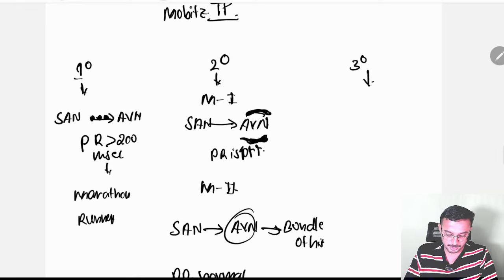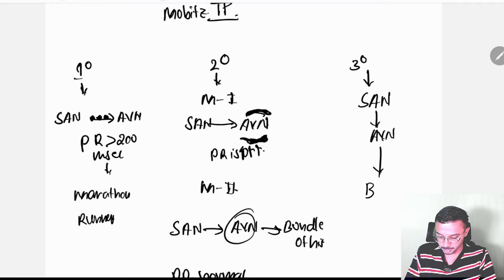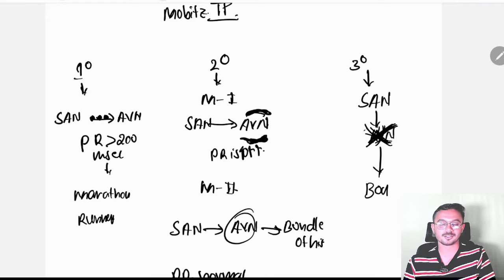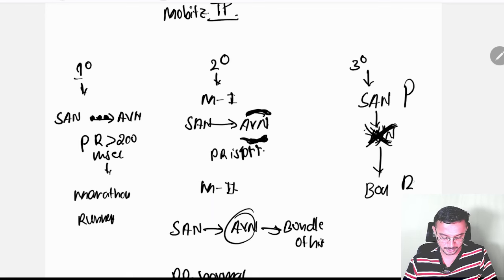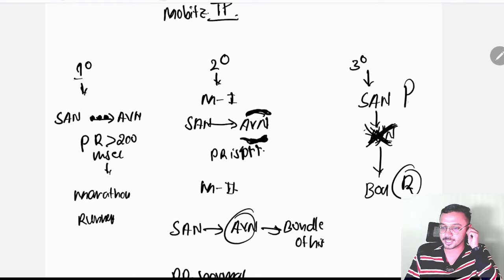And in third degree, the SA node to AV node and bundle of His, this won't function itself. It's like whenever the teacher is not there in the class, students go wherever they want. So that's why the P wave will come whenever it wants and the R wave will come whenever it wants, right? So there is a mismatch between P and R in this condition.